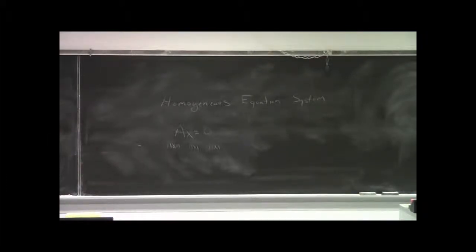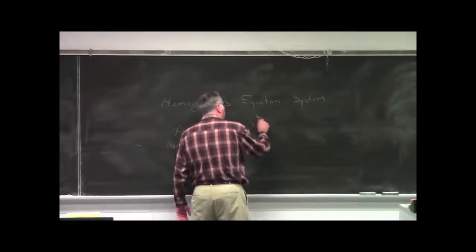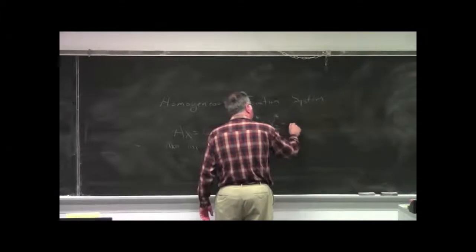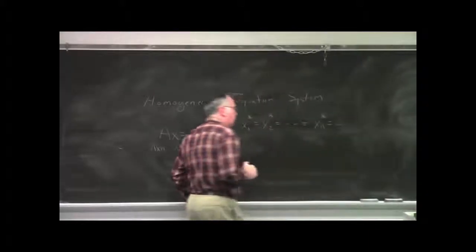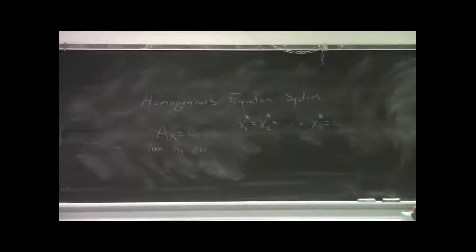Whenever you have a homogeneous equation system of this type, you know there's always going to be a trivial solution. And the trivial solution is just this: x1 star equals x2 star equals dot, dot, dot, equals xn star equals 0. You know that'll work. Because if all the x's are 0, this is a linear equation system, all the x's are 0, then that has to solve the equation system. And this is called the trivial solution.